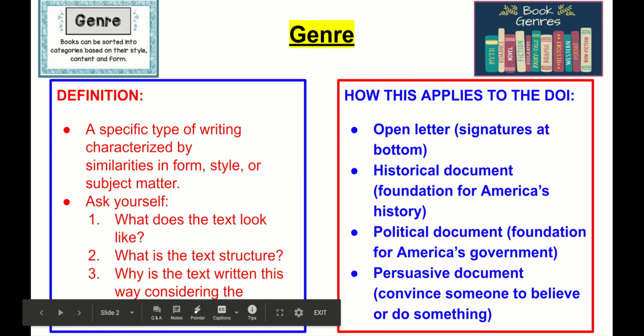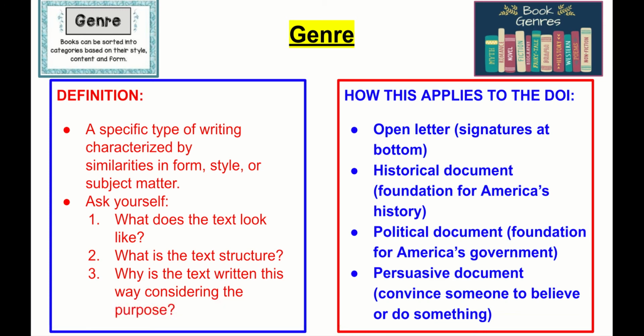Genre is a specific type of writing characterized by similarities in form, style, or subject matter. So some questions you want to ask yourself to determine the genre are, what does the text look like? What is the text structure? And why is the text written this way considering the purpose? So how does genre apply to the Declaration of Independence?